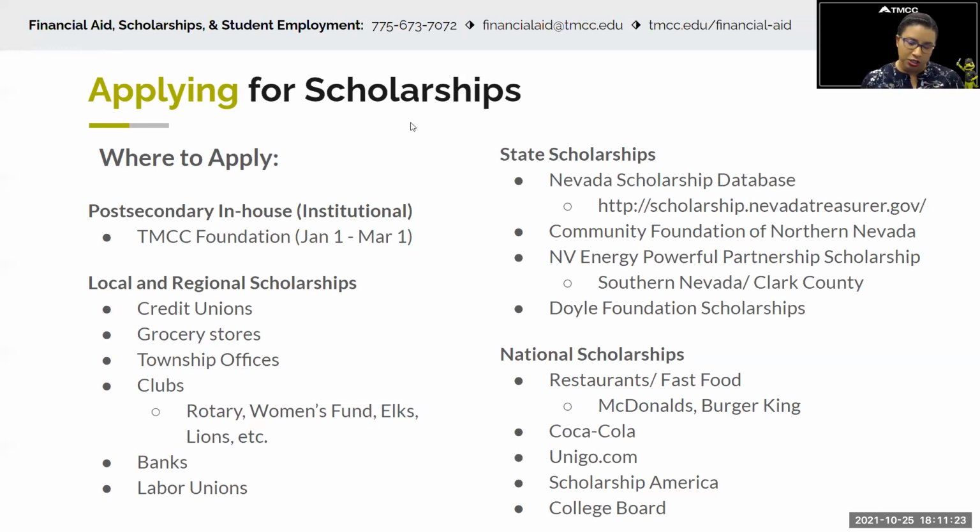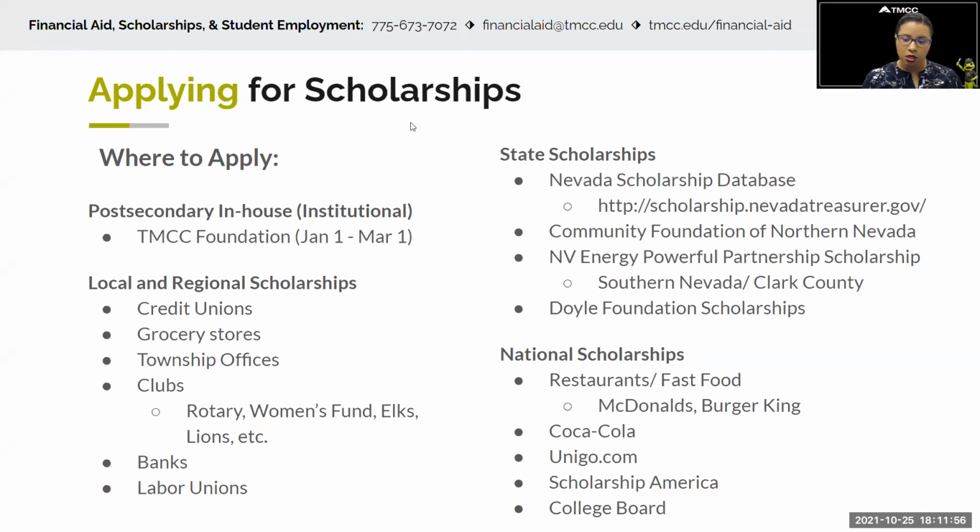The Doyle Foundation is a pretty lucrative scholarship. They do have quite a few requirements, one of which is your SAR report from filling out the FAFSA. But I have seen students get multiple thousands of dollars from that one scholarship application. They usually require some receipts of what you spent towards school, or you have to show them how much it's going to cost you to go to school.